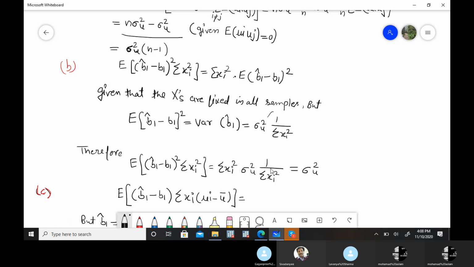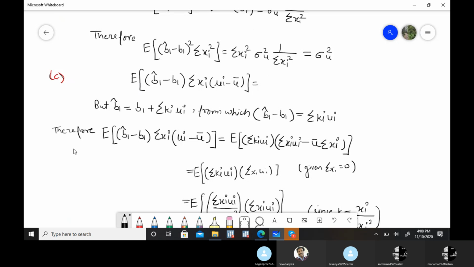So if we put this, this will cancel out, so we will remain with the sigma u square. That is the second part. And for the third part, let us keep 2 part out of this, and the other remaining part. Now beta 1 hat is equal to that, this particular term we are using in all the variance derivations. So beta 1 hat minus beta 1 is equal to summation ki ui.